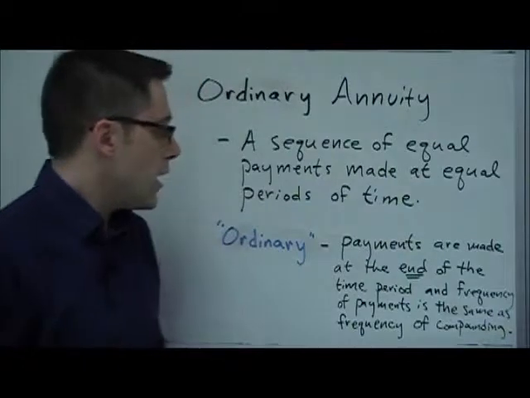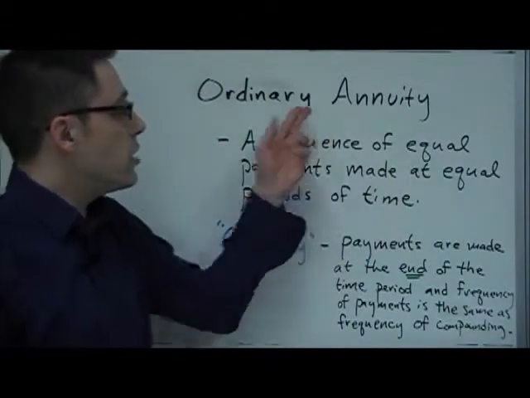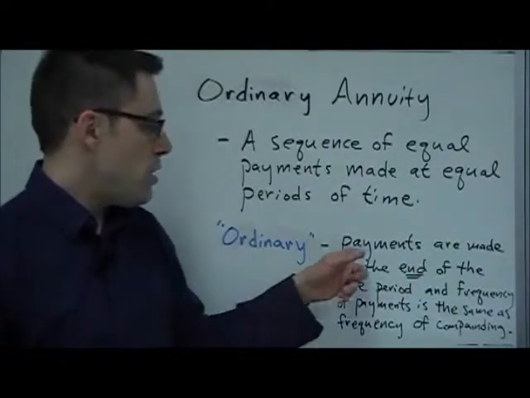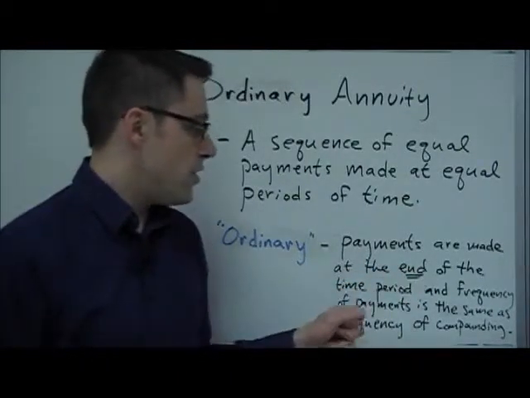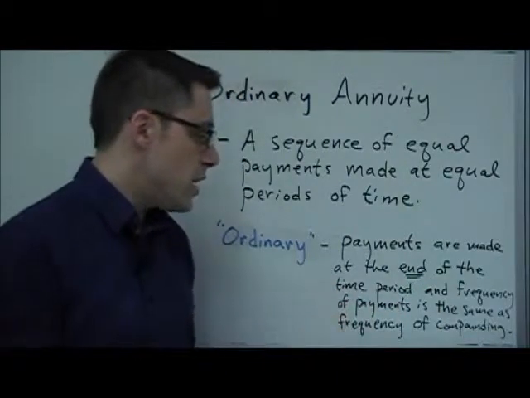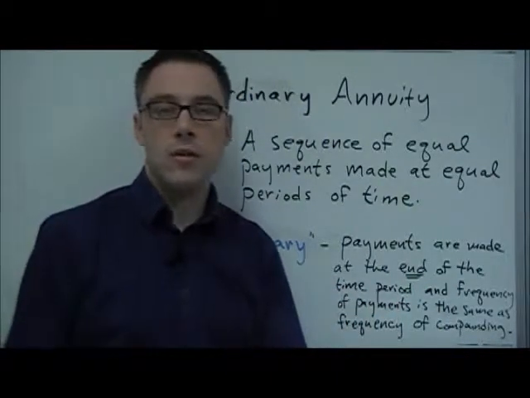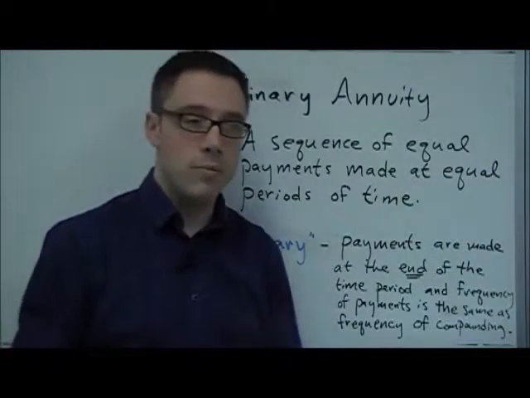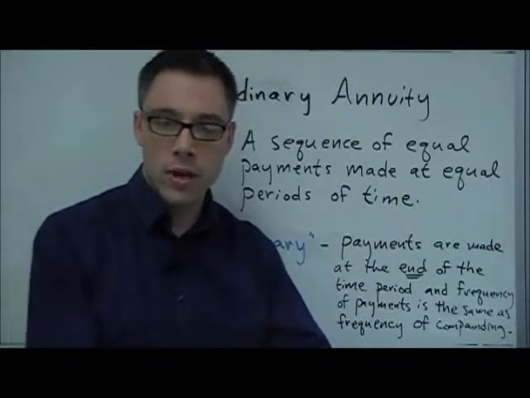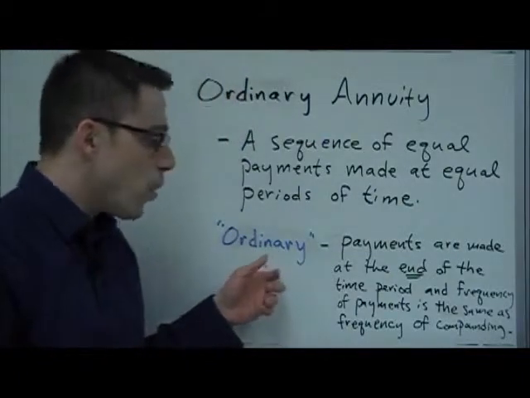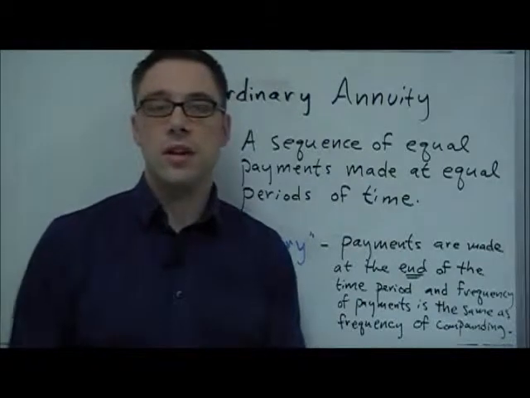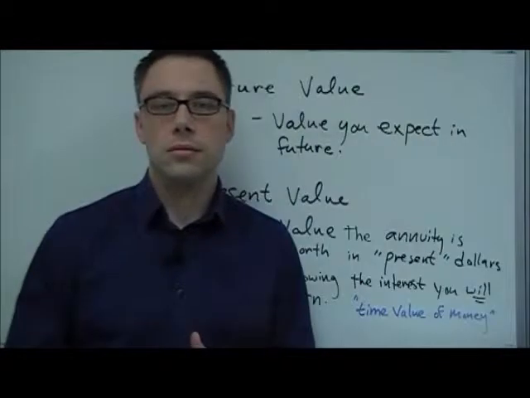What we mean by ordinary annuity, which is what we'll spend most of our time dealing with, is that payments are made at the end of the time period. That's important. And the frequency of payments is the same as the frequency of compounding. So if you have an account that compounds twice per year, then you're going to make two payments per year. That's what we mean by an ordinary annuity, and we'll study ordinary annuities in much more detail.